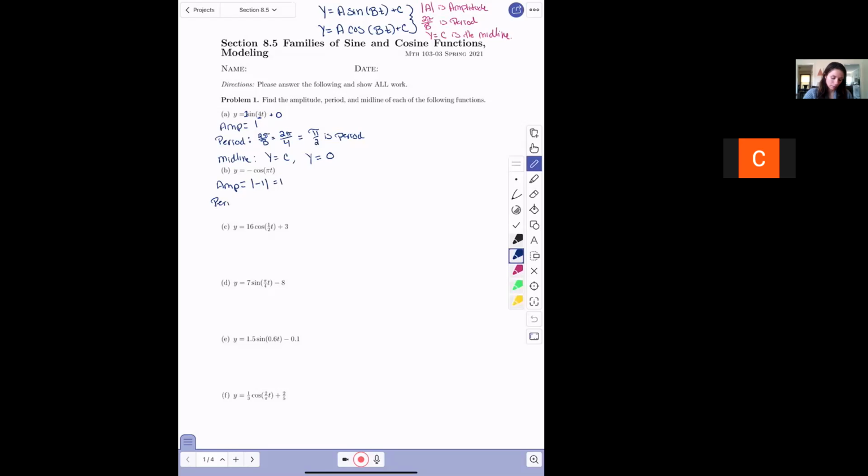The period is equal to 2 pi over b, and in this case, our b value is just pi. This is b. So we have 2 pi over pi. The pi's divide out to 1, so our period is just 2. Any questions there?